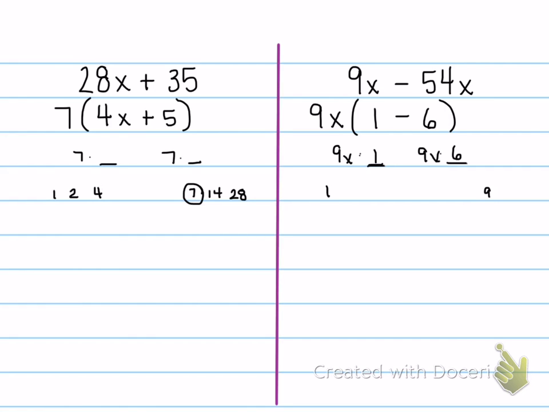Whoa, I made a lot of mistakes in my explaining there, so let's just recheck this answer. 9x times 1 minus 6, and make sure it turns out right. 9x times 1 is 9x, and 9x times negative 6 is negative 54x. Making sure it matches, it does. So it worked out.